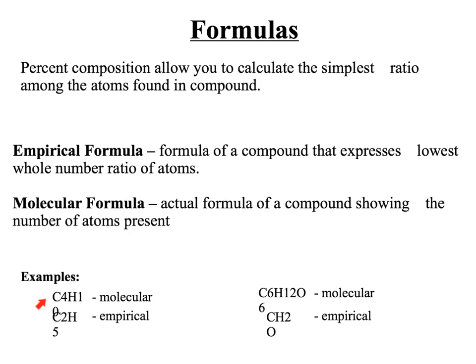C4H10 is a molecular formula, while C2H5 is the empirical formula. C2H5 is the reduced form of the C4H10. Example number 2, C6H12O6 would be a molecular formula because it could be reduced down, while CH2O would be the empirical formula.